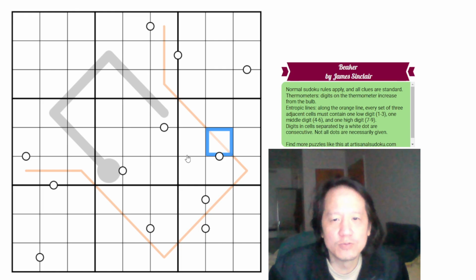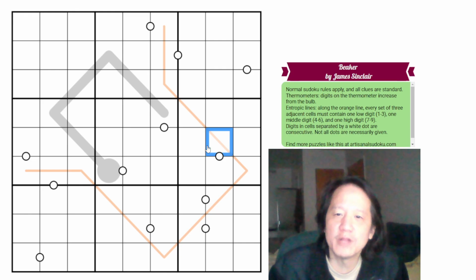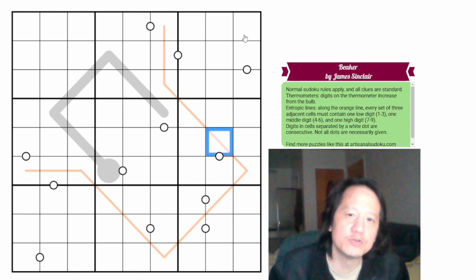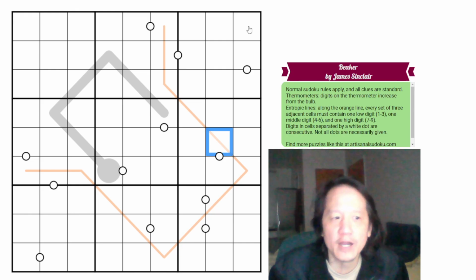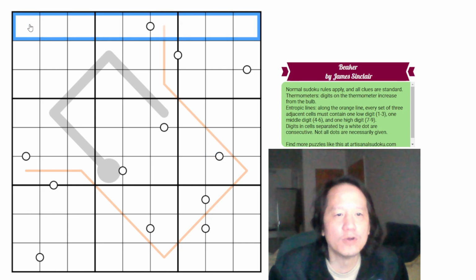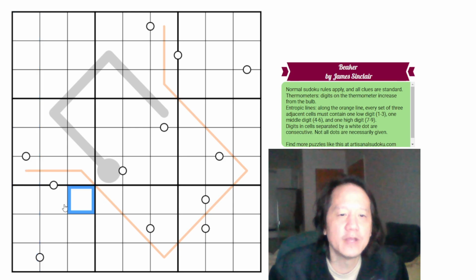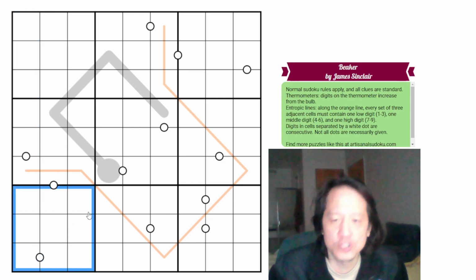Anyways, here are the rules. Normal Sudoku rules apply, and all clues are standard. So normal Sudoku rules apply, which means that we have the digits 1 through 9 appearing in every row, every column, and every box once each.